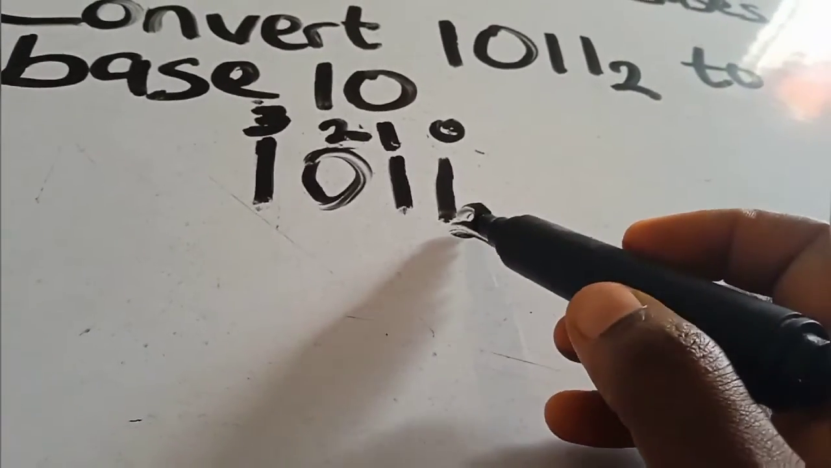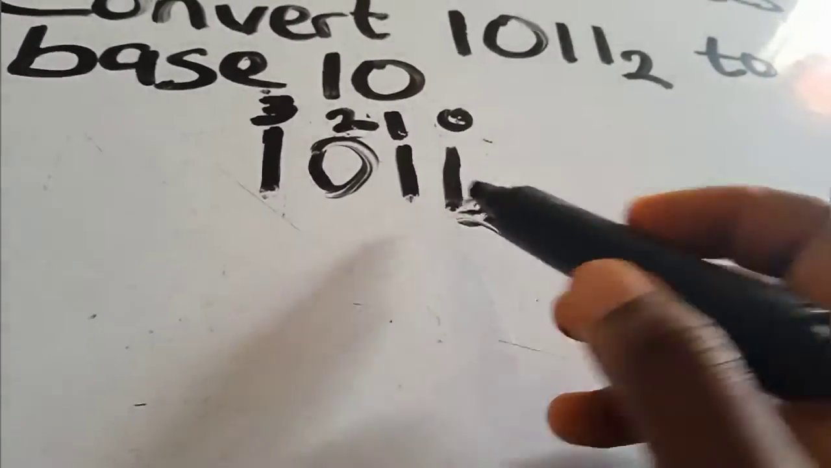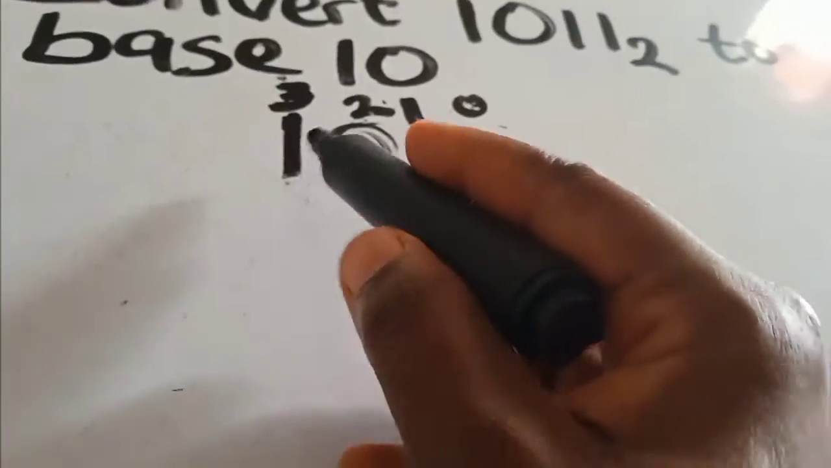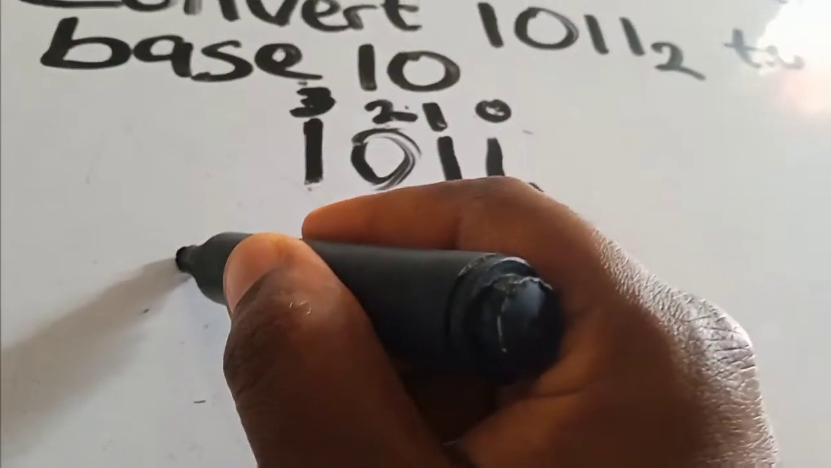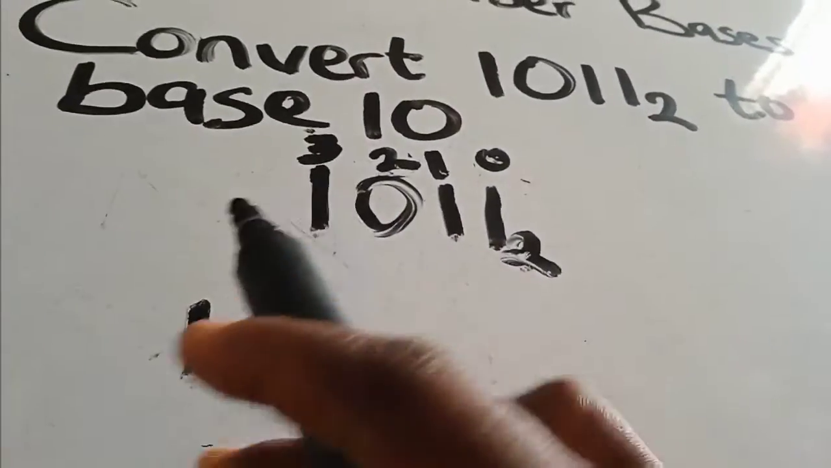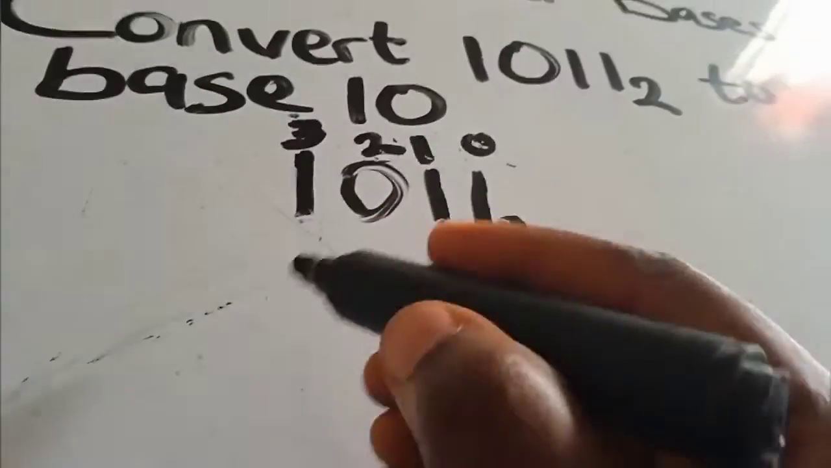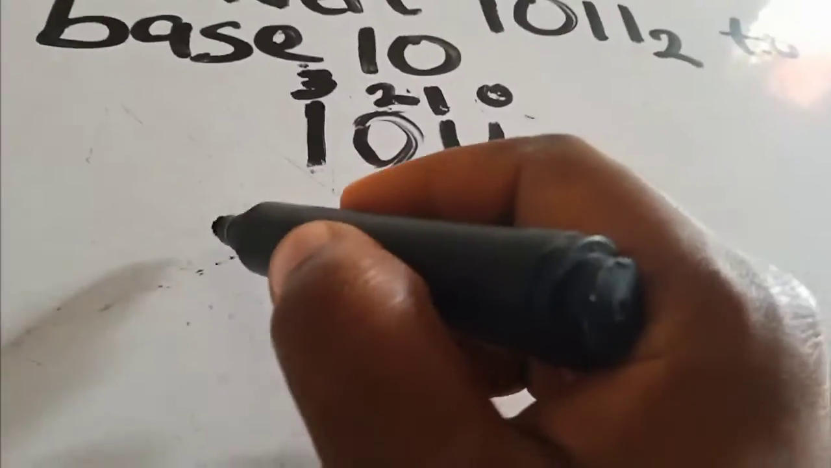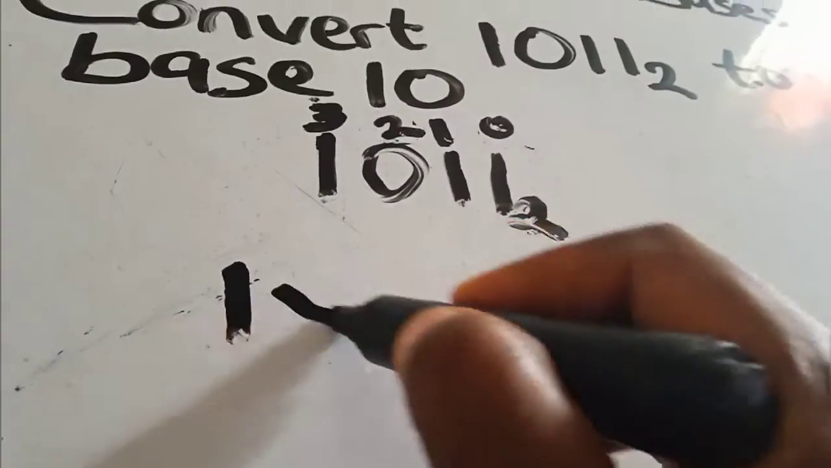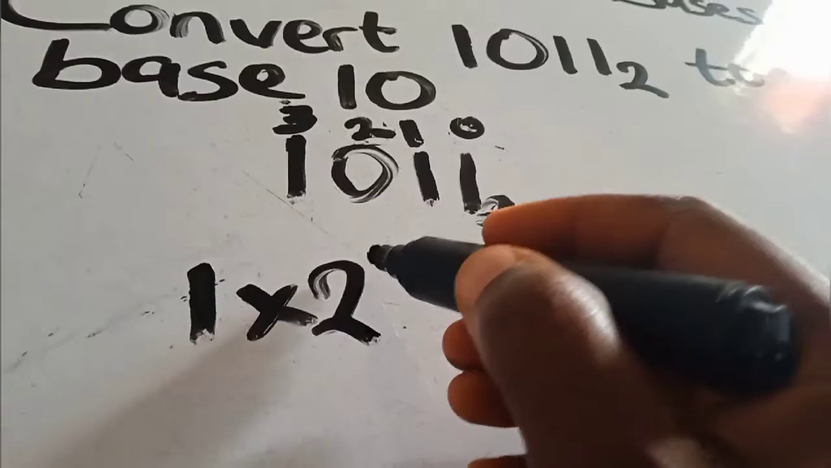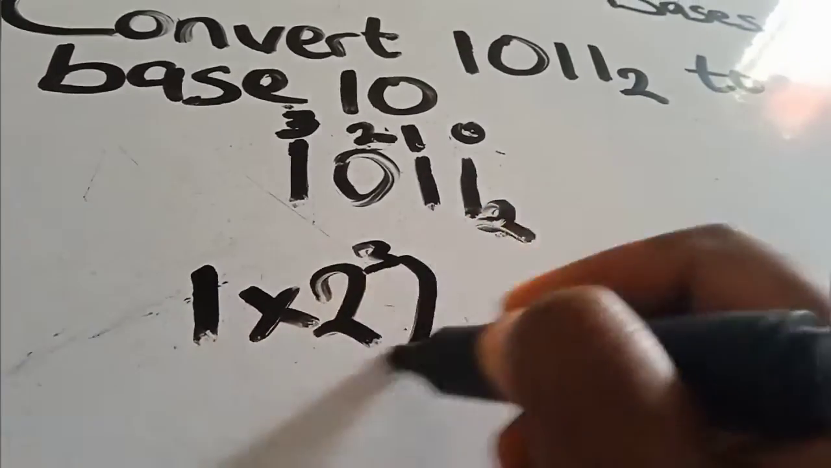I will use each digit of the number to multiply the base, raised to the power that indicates its place value. So let me start from here. The base is 2, so we're using 2 to multiply. 1 times 2 raised to power what? 3.